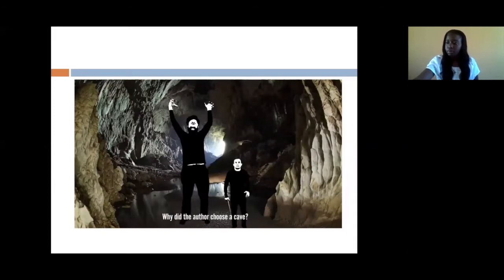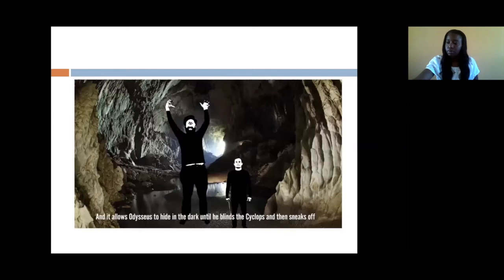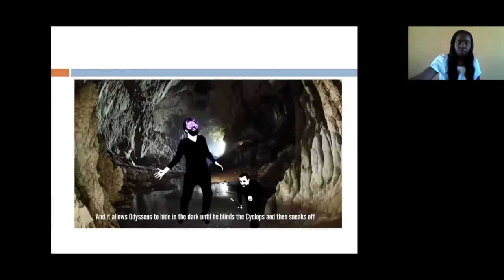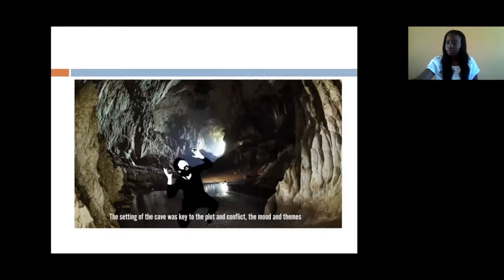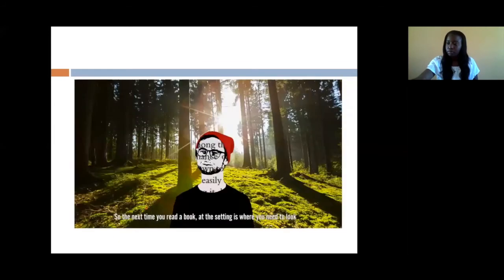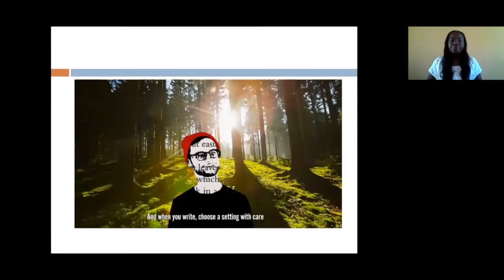He could have chosen a locked room, but a cave's gloom sets a darker mood. And it allows Odysseus to hide in the dark until he blinds the Cyclops and then sneaks off. The setting of the cave was key to the plot and conflict, the mood and themes. So the next time you read a book, the setting is where you need to look. And when you write, choose the setting with care. Think mood, theme, and plot, and not just where.